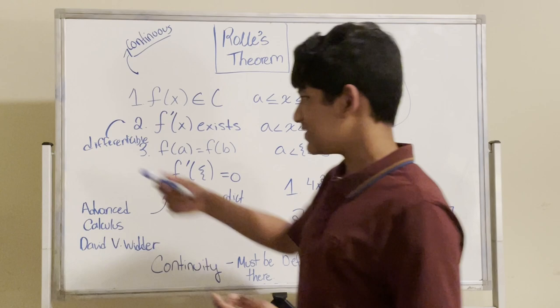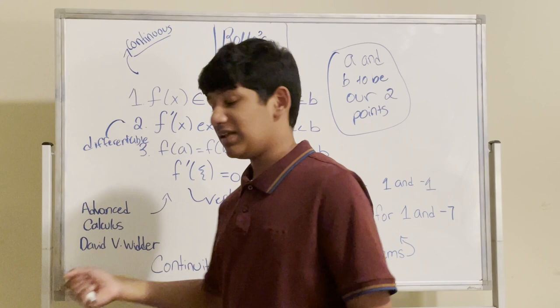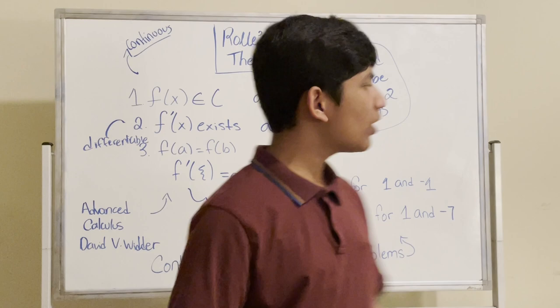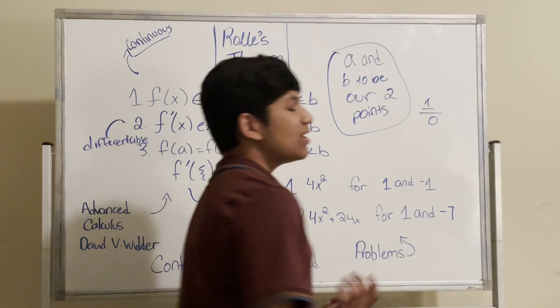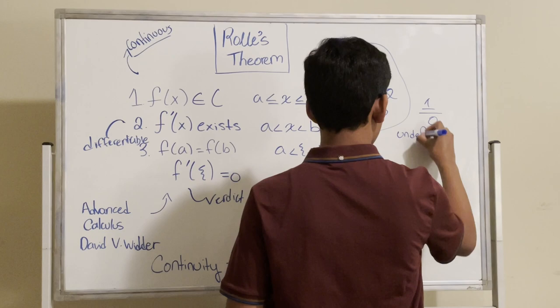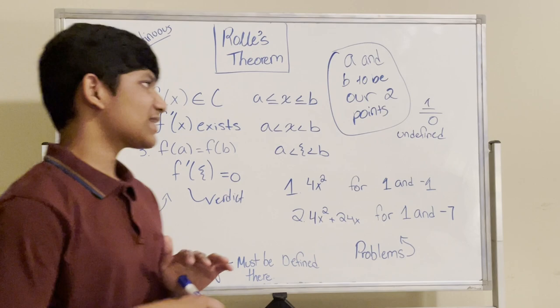Well, the book Advanced Calculus by David V. Widder once defines this. It says that in continuity, the specific point or the specific area that we're dealing with must be defined. Now, one of the examples given in the book is 1 over 0. If we plug into the function and get 1 over 0, for instance, obviously it can't be defined there because this is undefined. So it must be defined, so it can't be 1 over 0, indeterminate forms, or pretty much any of the confusing things. Now, how we get that 1 over 0 is undefined is from limits.